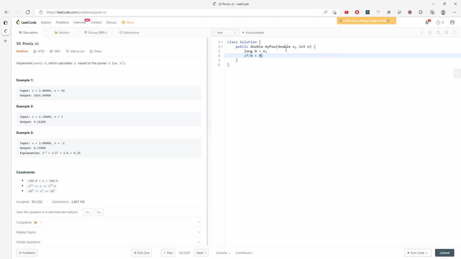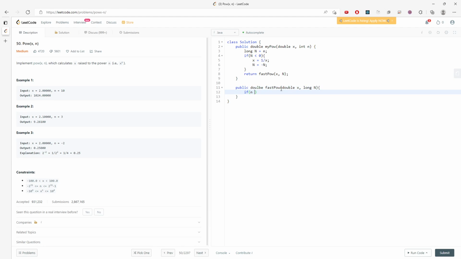And if the n is less than 0, right? Then we need to flip our x. And then we need to change our exponent sign to negative n. Alright, then basically we can just say fast power to x and then put the n into it, right? So again, we need a double, right? This is a double function, so we need a double for fast power, double fast power, and then this is going to be double x, and this is going to be long n, right?